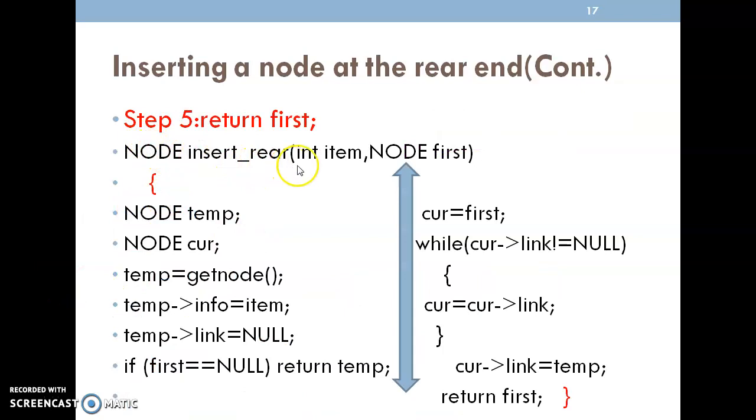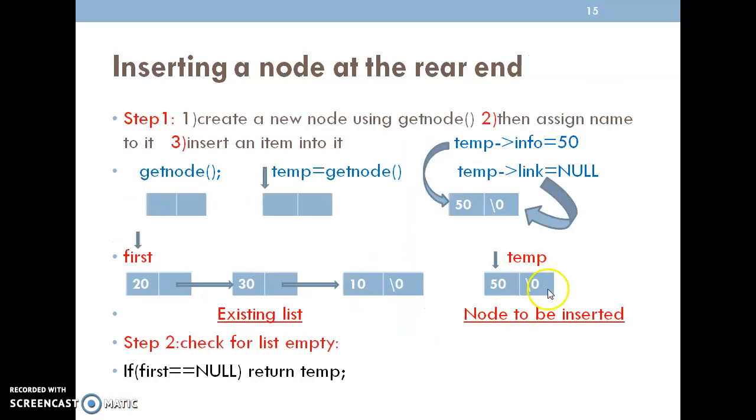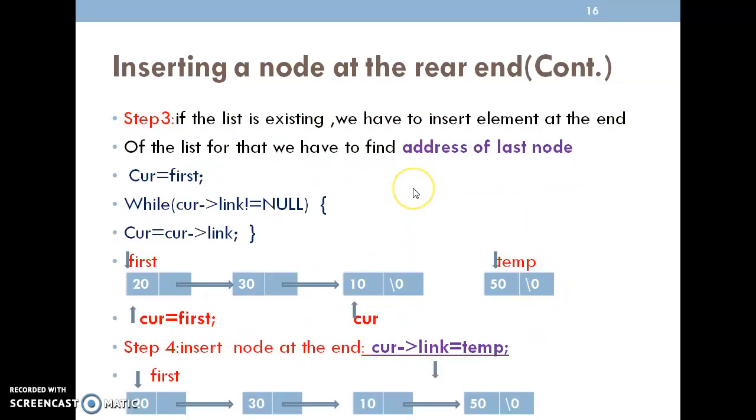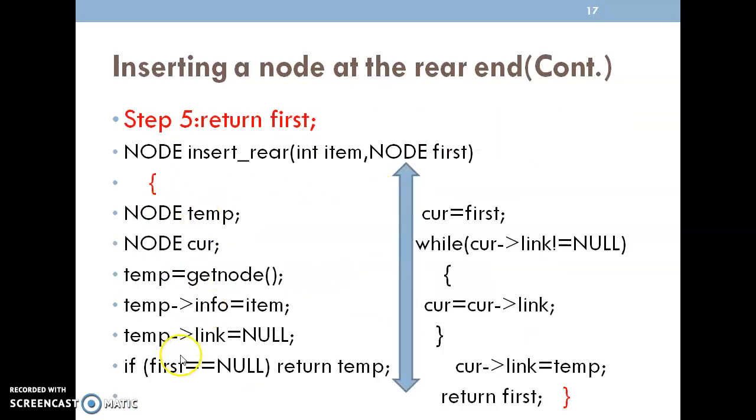Node insert rear: item I'm going to insert, from the first node we required. So I'm going to create the new node, that is temporary. Similarly, the temporary node has been copied to another node like node current. For that, I have to take a node variable. Then creating the new node, assign the name to it, inserting the new value into the temp. Then temp pointer link is null. This operation is covered. Then after that, we check whether the list is empty.